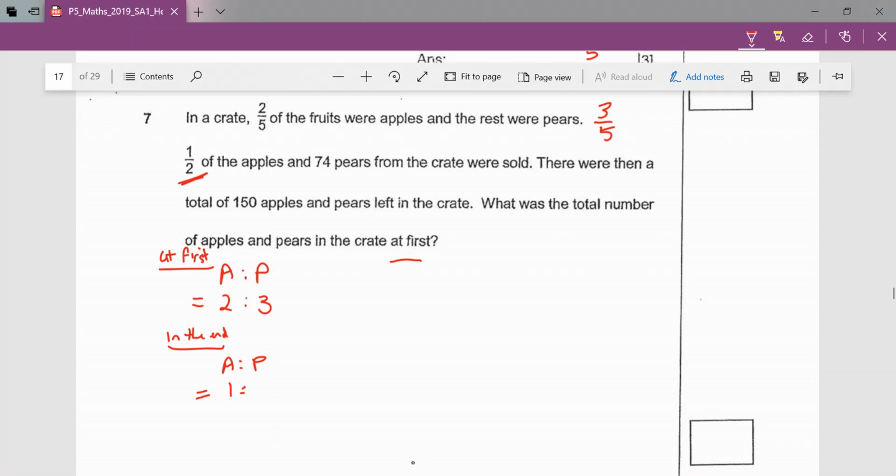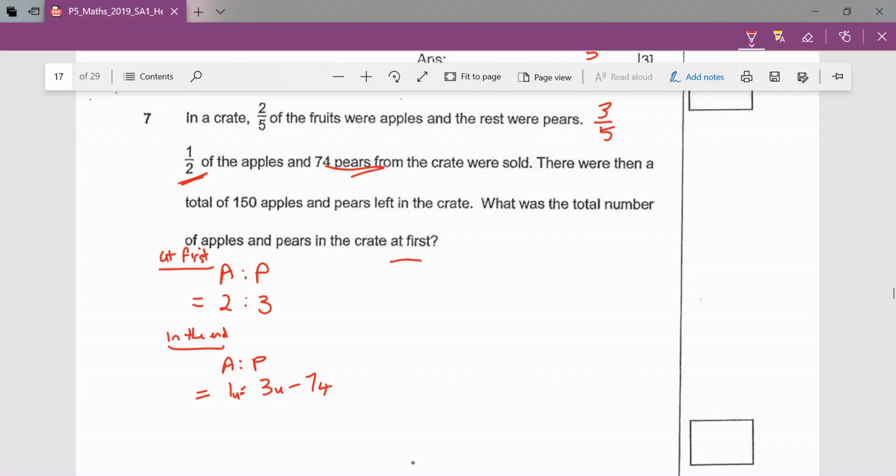And then you have 3 units minus 74. This is 1 unit, is to 3 units minus 74 that are sold.